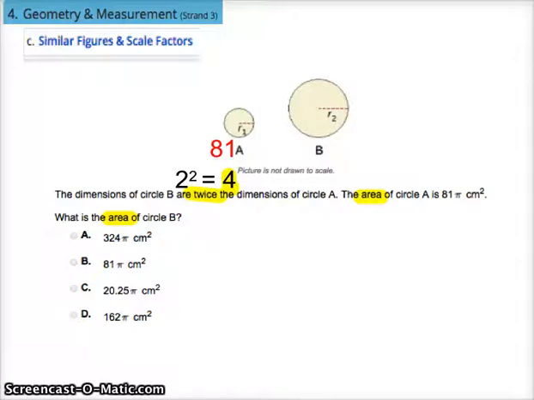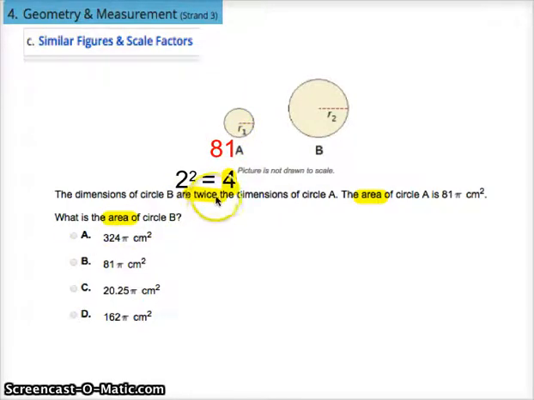So here's a few more examples with similar figures and scale factors. Here's another one where we have a small circle and it turns up into a bigger circle. It says the dimensions of circle B are twice the dimensions of circle A. The area of circle A is 81, so this little circle has an area of 81. What's the area of circle B?